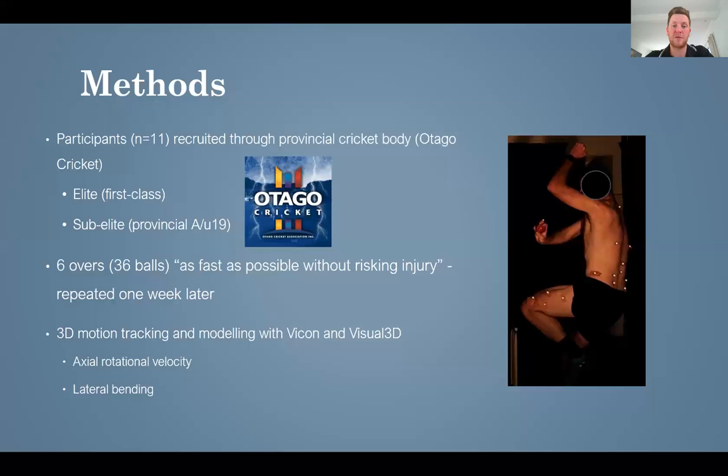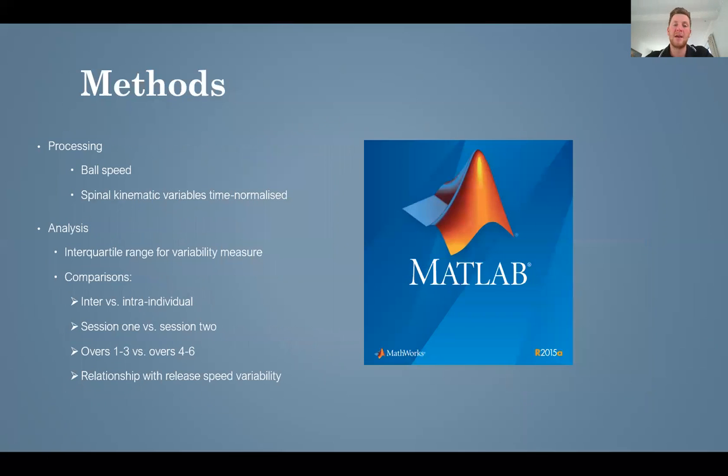Data was collected through 3D motion tracking using the Vicon system, and you can see an example of what the marker set looked like there that we used. And then the modeling and the calculation of the spinal kinematic variables was done using Visual 3D. And those variables were axial rotational velocity and lateral bending, which were both calculated as movements of the thorax relative to the lumbopelvis.